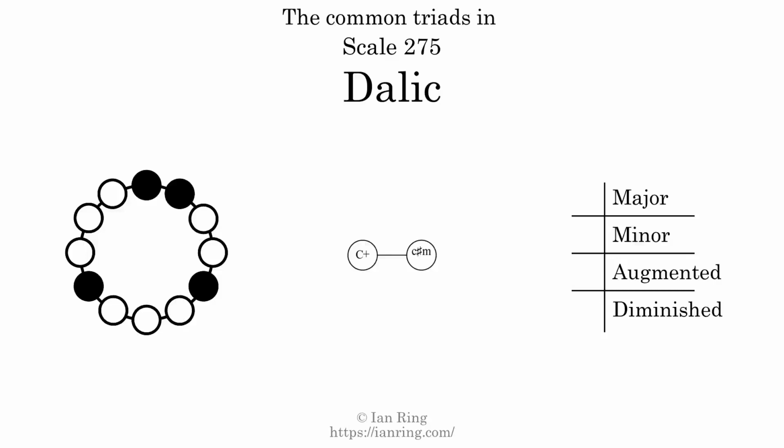Here are the common triads present in this scale. The diagram in the center is a graph showing possibilities for parsimonious voice leading between the triads. There are no major triads. There is one minor triad. There is one augmented triad. There are no diminished triads. Here is a Hamiltonian path of parsimonious voice leading that uses all the triads.